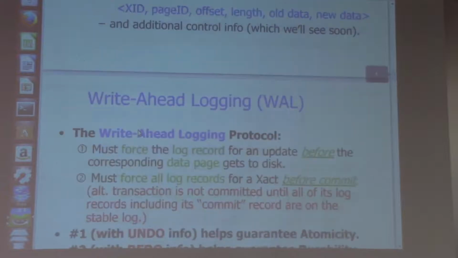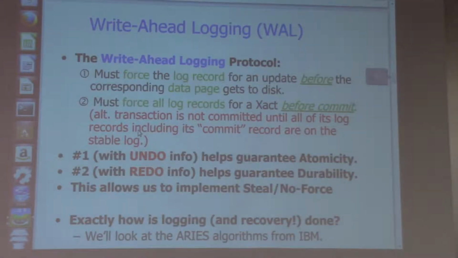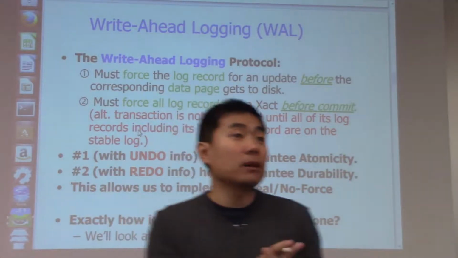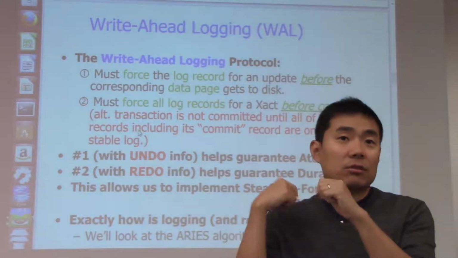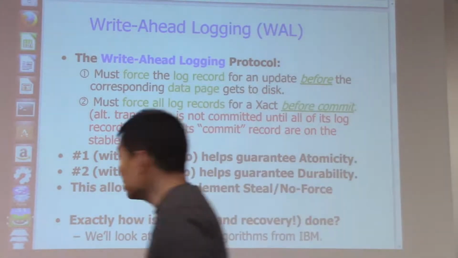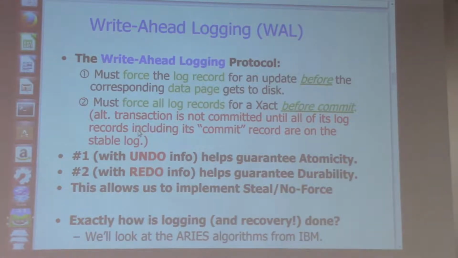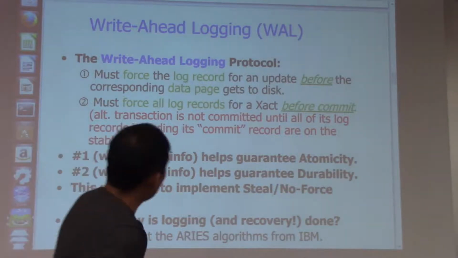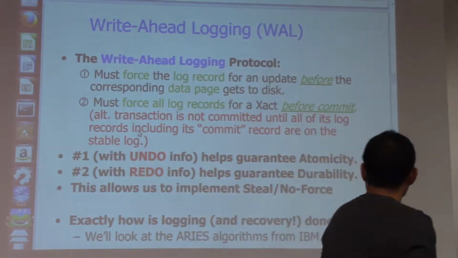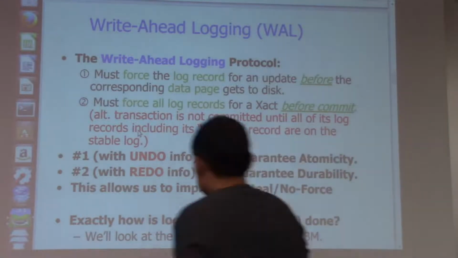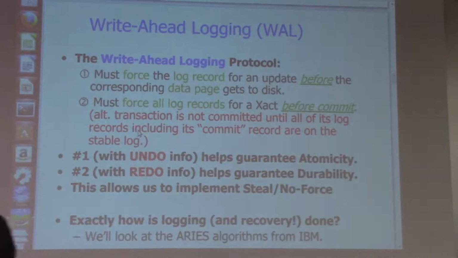A particular idea people have proposed, and this has been used not only in database systems but in almost all systems that need to worry about crash recovery and durability, is called write-ahead logging, WAL. Okay, what is write-ahead logging? Well, it has only two rules, which is actually quite simple. Rule number one: must force the log record for an update before the corresponding data page gets to disk. Second: must force all log records for a transaction before commit.